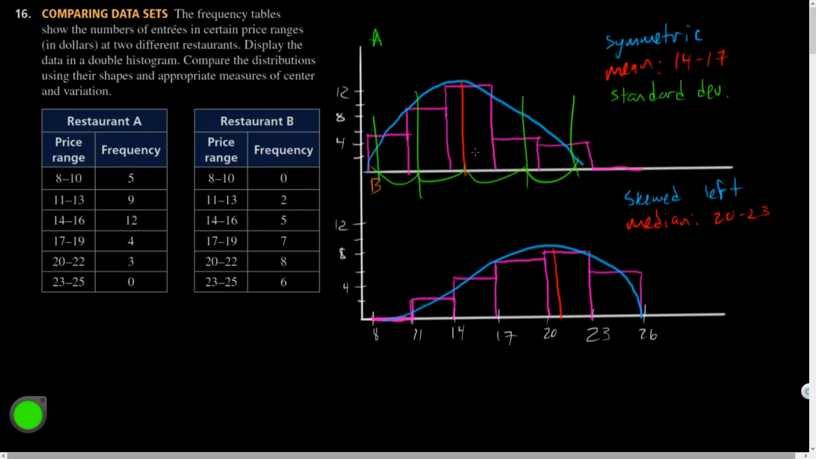Well, for restaurant A, we would use the mean to describe the measure of center because it's symmetric. Right? Yep. And then this one, we would use the 5-number summary.